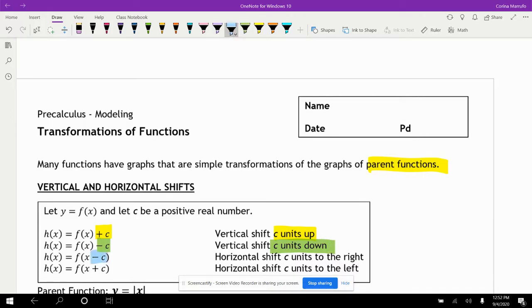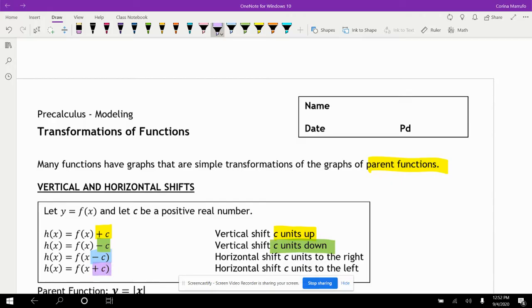If you have a minus c exclusively with the x, so what I mean by exclusively is that in this example, they put it in the parentheses with the x. It could be in the square root with the x. It could be in the absolute value with the x. That is going to be a horizontal transformation. So whenever they put it into the parentheses with the x, you're either going to move left or you're going to move right.